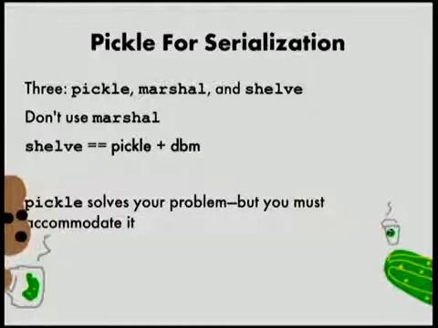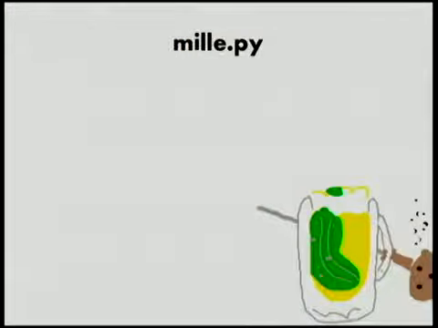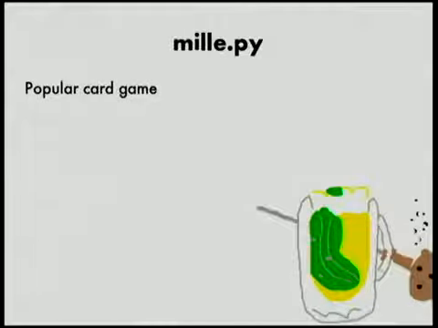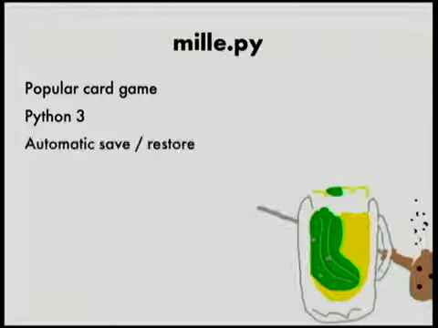However, Pickle will solve your problem for you, but it has its own way of working, and you kind of have to mold your program around it a little bit. This talk is just to go over the things that I learned doing that with my own project. My project, very quickly, is called Meal.py. It's an implementation of a popular card game in Python, Python 3 actually, and I wanted to automatically save and restore its own internal state.